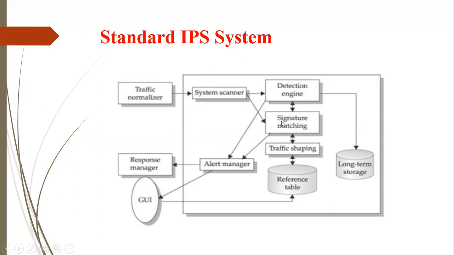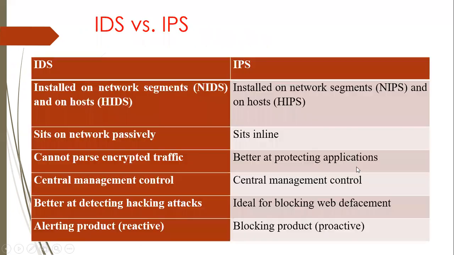In the signature matching also, all the previous attack patterns and updated attack patterns will be stored in the database in the form of knowledge. That knowledge it will use for identifying new kinds of attack patterns. If any signature is matched, it will alert the alert manager. Alert manager will be communicating with the GUI, as well as sending the message to the response manager. And whatever data the detection engine generates will be stored in the long-term storage for future purposes.